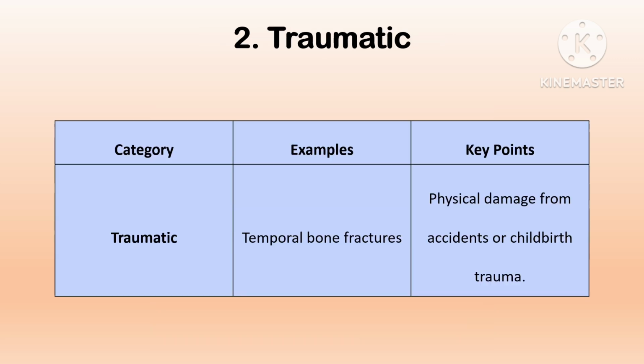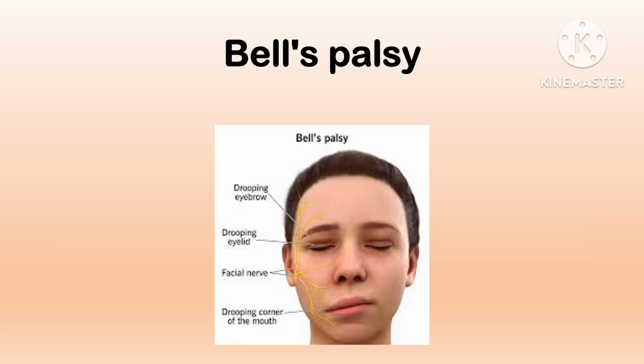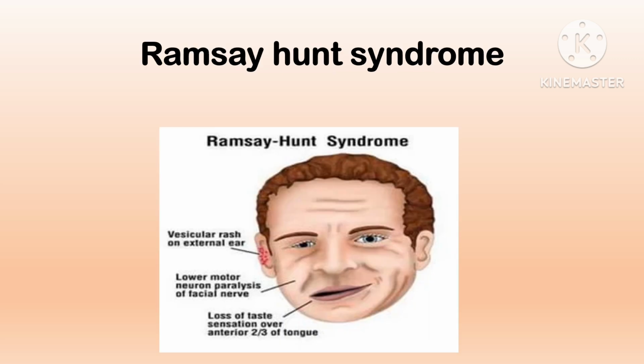Next, we have traumatic disorders. These result from physical injuries such as temporal bone fracture that can damage the facial nerve during accidents or even childbirth trauma. Infectious disorders are caused by viral infections. Examples include Bell's palsy, where inflammation of the nerve occurs, and Ramsay Hunt syndrome, which is caused by reactivation of Varicella-zoster virus.